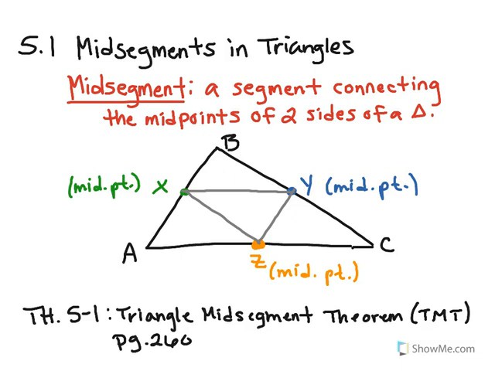The theorem that we're going to talk about is Theorem 5-1. It has a special name called the Triangle Mid-Segment Theorem, or TMT, if you want to make an acronym. The exact definition of this theorem is on page 260, but I'm just going to show you what it means. This would be a great theorem to add to your theorem and postulates pages, so please make sure that you do that.